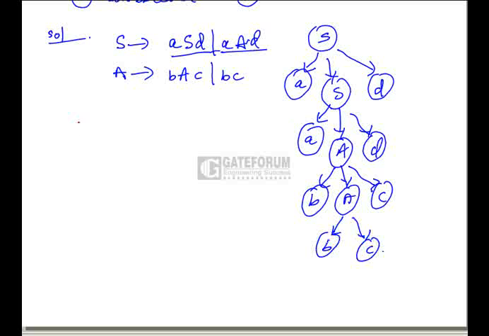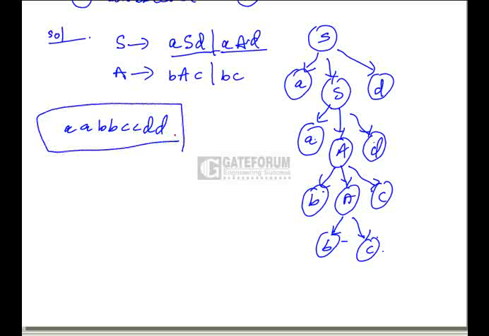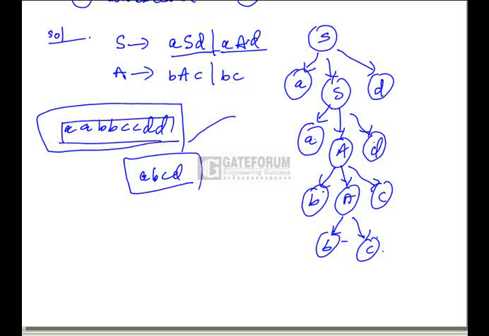So the minimum yield is nothing but the string obtained when you read all the leaf nodes from left to right. What are the leaf nodes? A, A, B, B, C, C, D, D. All the leaf nodes you have to read from left to right, so that you get AA, BB, CC, DD. This is the minimum yield. Actually the minimum string is ABCD here, the minimum string obtained from the grammar. But the minimum yield is nothing but the string obtained from the equivalent parse tree. So we got AA, BB, CC, DD. Option C is the correct option here.